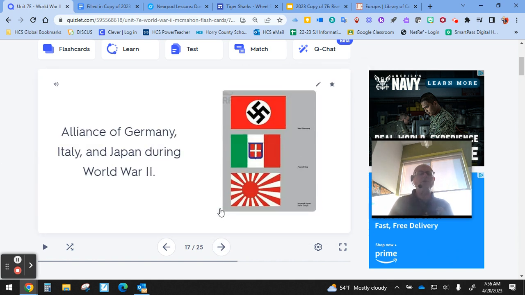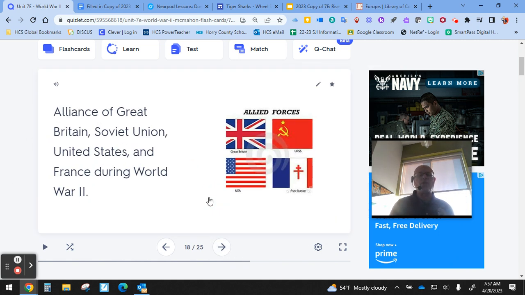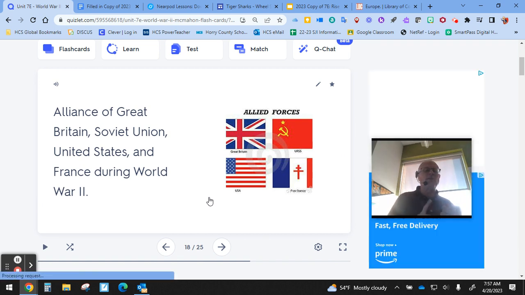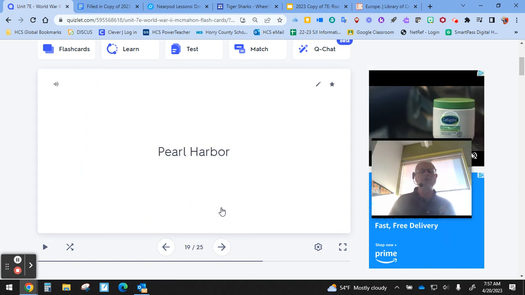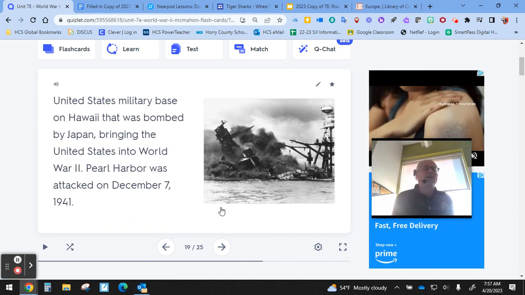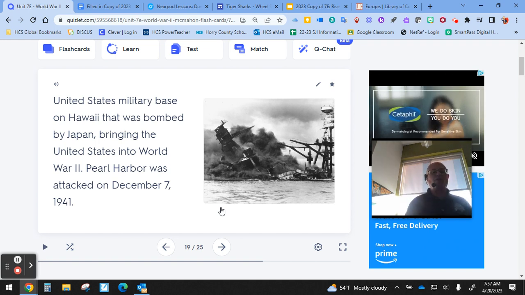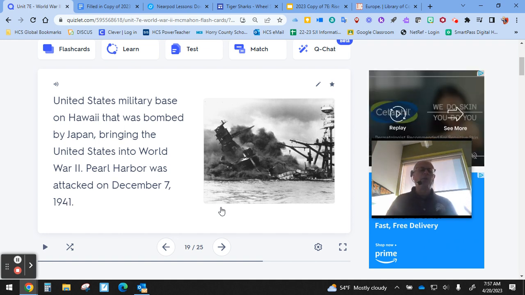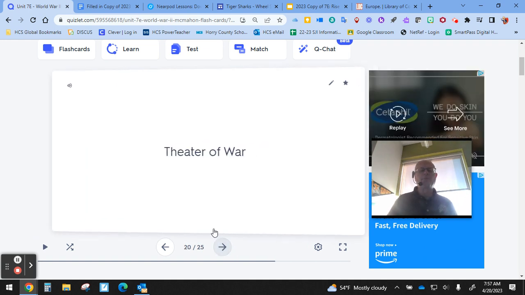The Axis powers. So one group of people fighting World War II is the alliance called the Axis powers, Italy, Japan, and Germany in World War II. The other group fighting against them are going to be the Allied forces of Great Britain, the Soviet Union, and eventually the United States and France. Pearl Harbor. This will be the event that causes the United States to get involved in World War II when Pearl Harbor is bombed by the Empire of Japan.